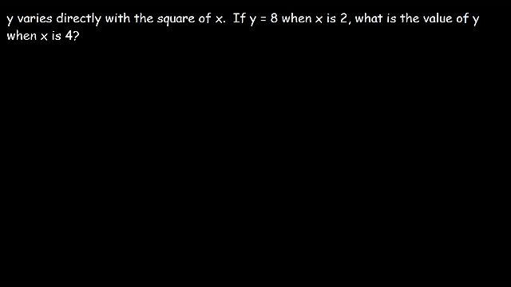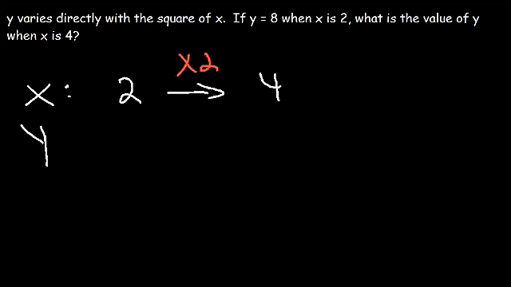Try this problem conceptually and then see if you can solve it algebraically. So y varies directly with the square of x. If y is 8 when x is 2, what is the value of y when x is 4? So let's analyze x and y. X changes from 2 to 4. So x increases by a factor of 2. Y is currently 8 when x is 2. What is the new value of y?